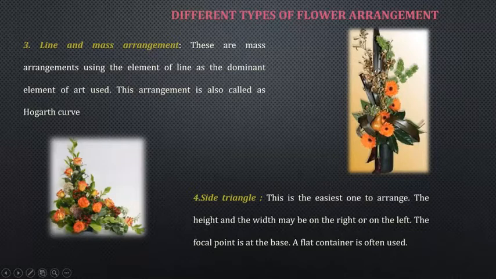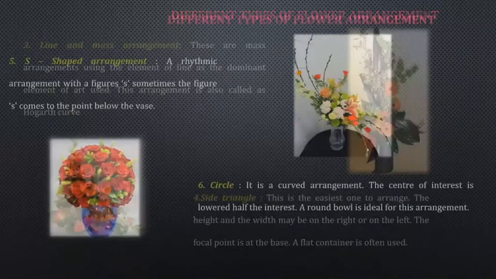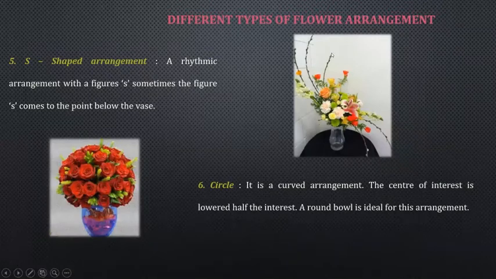Next is side triangle. This is the easiest one to arrange. The height and the width may be on the right or on the left, so this angle may be right or left. The focal point is at the base. A flat container is normally used for the side triangle arrangement. Next is S-shaped arrangement. In the picture you can see it's in the shape of an S. This is a rhythmic arrangement with a figure S. Sometimes the figure comes to a point below the vase.